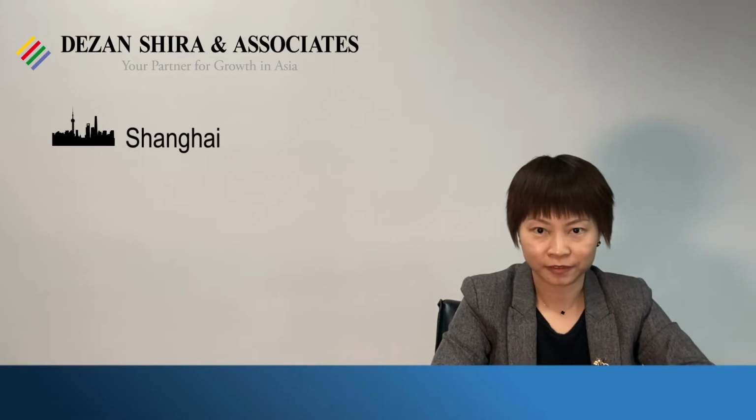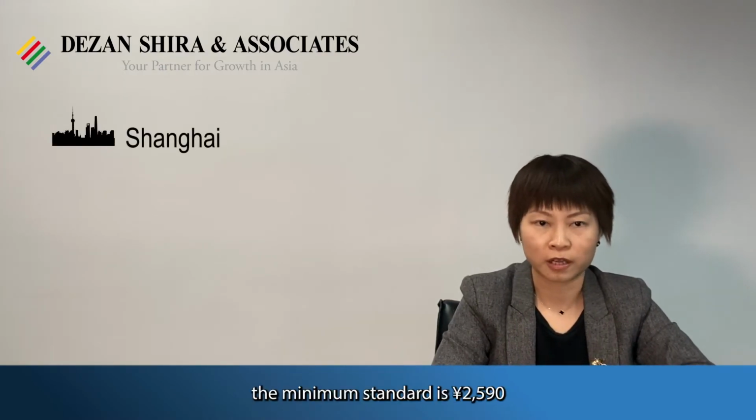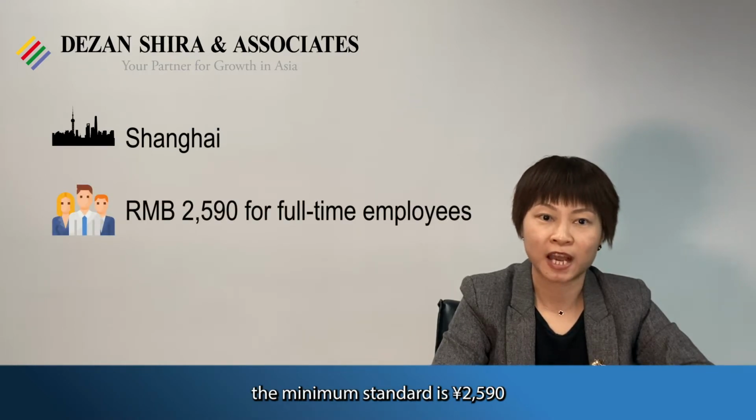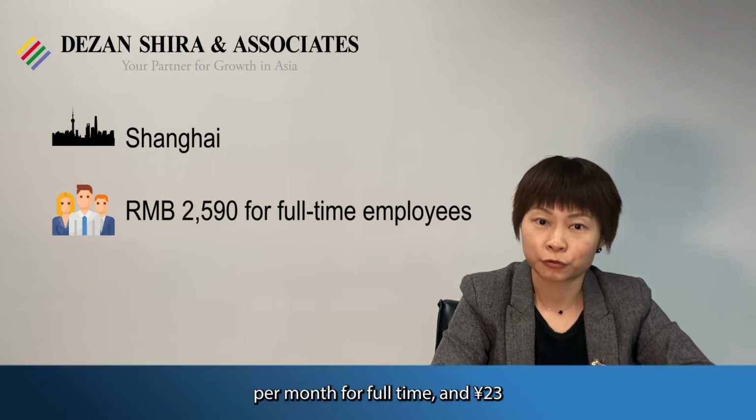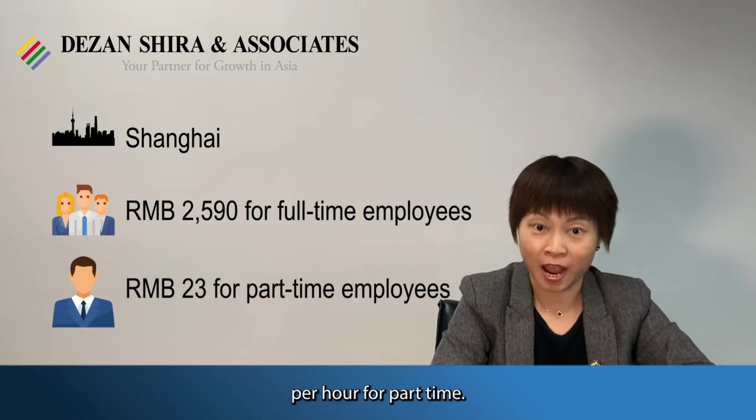In Shanghai, the famous city in East China, the minimum standard is RMB 2,590 yuan per month for full-time and RMB 23 yuan per hour for part-time.